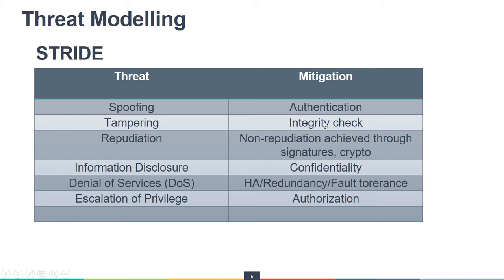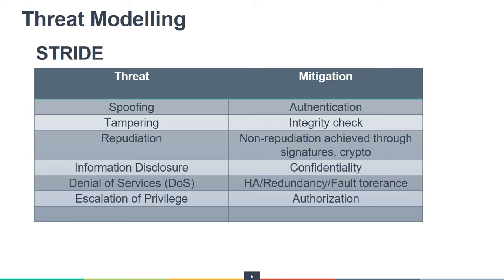It could be in any form. Repudiation is the ability of a party to deny that they are responsible for performing some action. So the repudiation threat occurs when the user claims that they did not perform an action and no other party is able to prove otherwise. So how to mitigate this? We need to have non-repudiation in place, and that can be achieved through signatures and cryptography. Information disclosure.